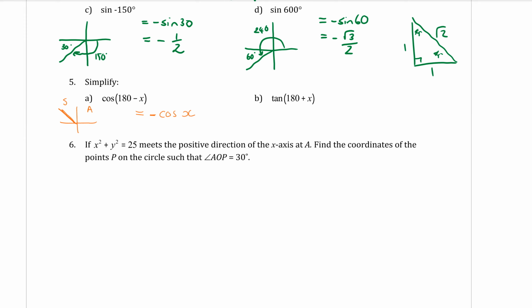All right, let's try that again. Tan of 180 plus x, that's the 180 plus theta, means that we're putting something into the third quadrant, the 180 plus theta quadrant. That is the tan quadrant. So that would be equal to a positive tan of the reference angle, which is x.